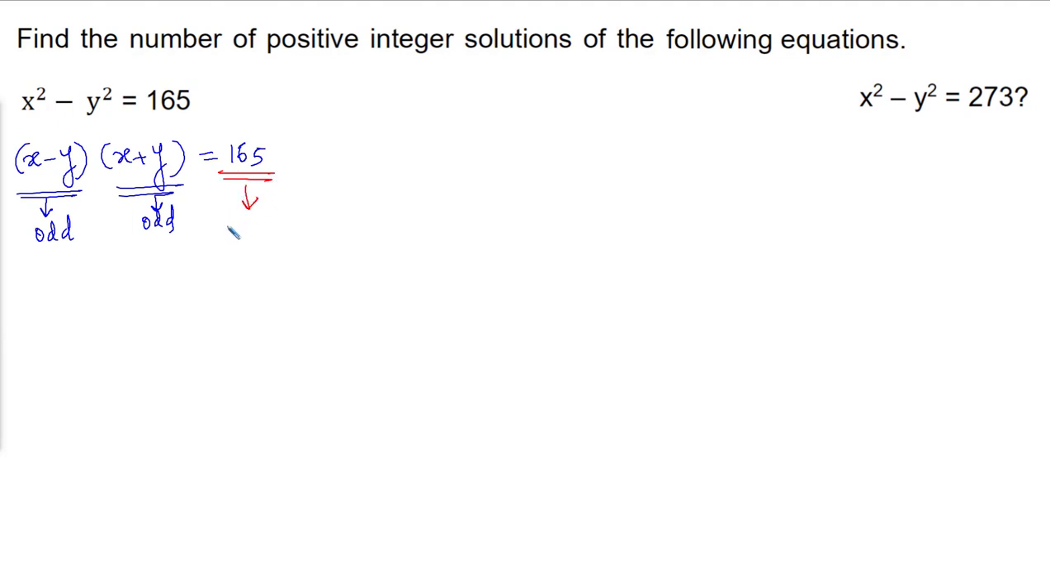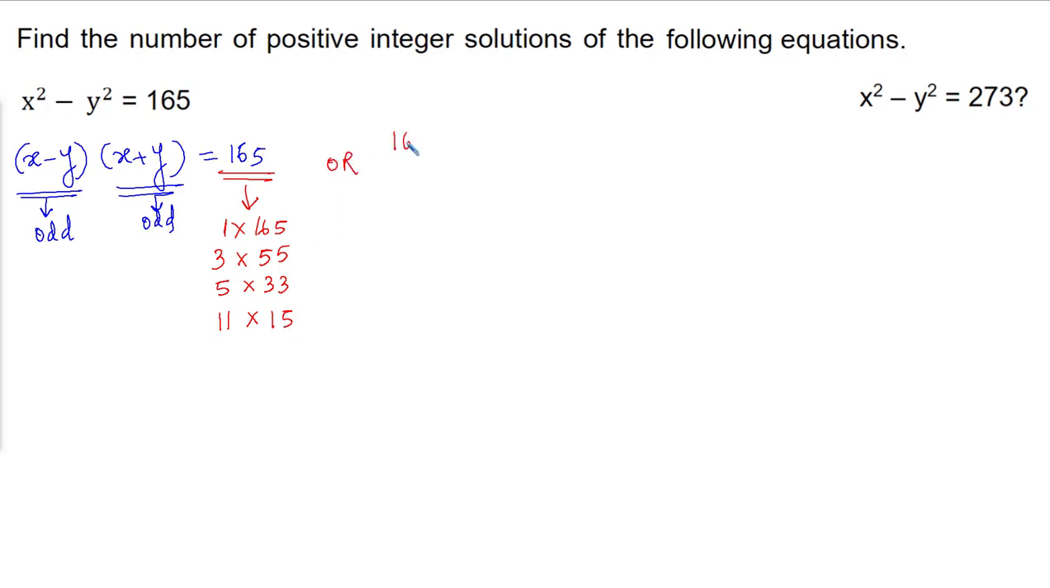So 165 is what? 1 into 165. Is it divisible by 3? Yes, it is 3 into 55. Then it is 5 into 33. And this is divisible by 11 also, so 11 into 15. So 165 we can express in 4 different ways as a multiplication of two odd numbers. This is one way of doing this, or you can do it like this also.